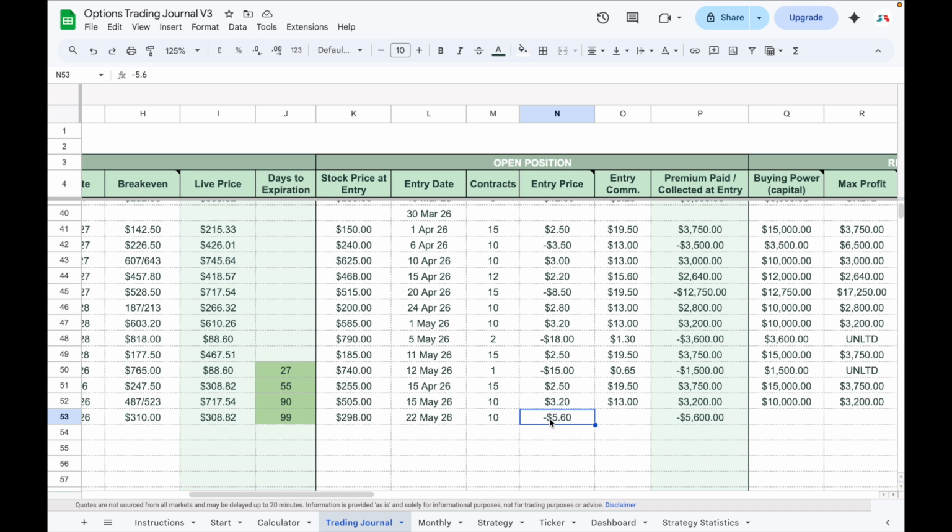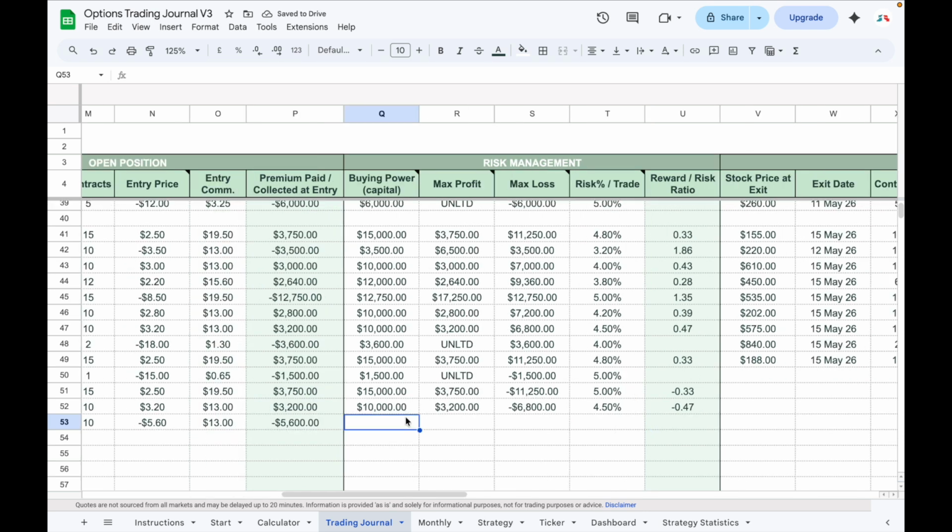Put a minus sign in front of the amount if you pay a debit to enter the trade. If your trade is a multi-leg option strategy like a bull put spread, enter the net entry price, the sum of the prices of all legs. Next, enter the commission or fees paid for entering the trade.